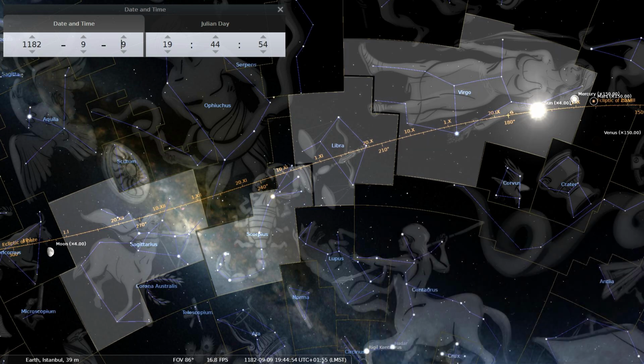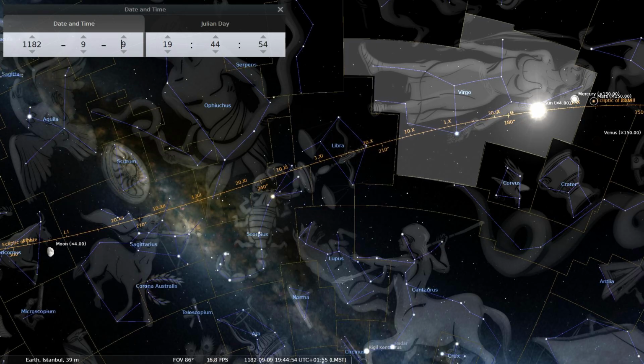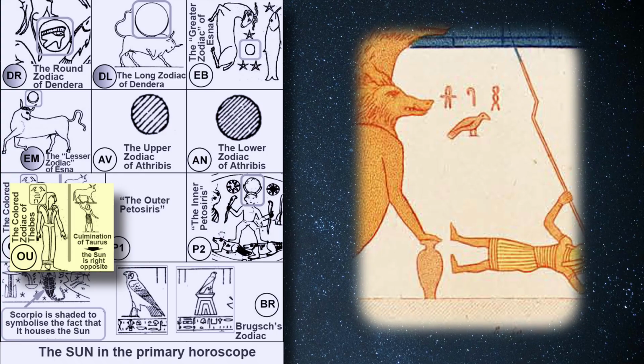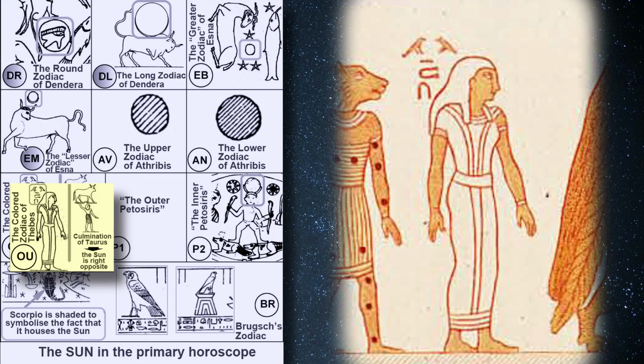Calculations demonstrate that the sun that day was in Virgo, near the cusp with Libra. Near the figure of Virgo, we see a hieroglyphic inscription that looks like two birds facing each other with three hieroglyphs below. It is possible that the inscription refers to the position of the sun in this constellation, since the sun could be drawn as a bird.